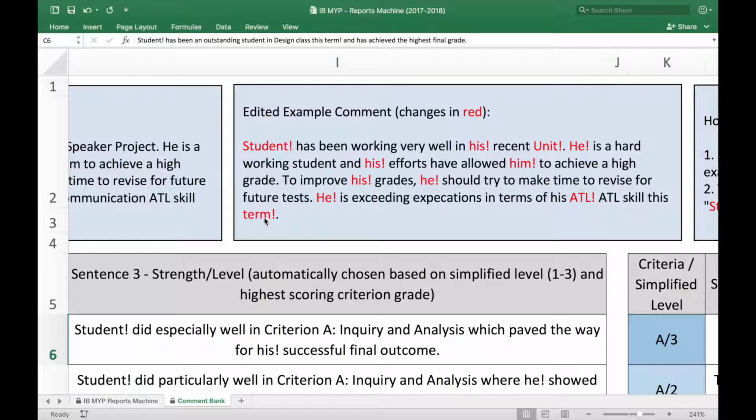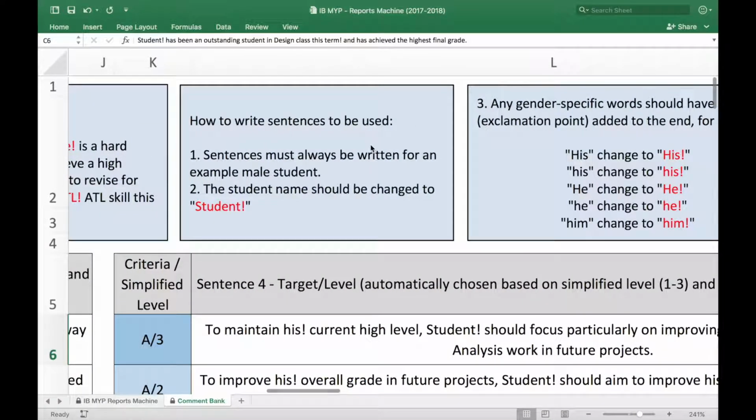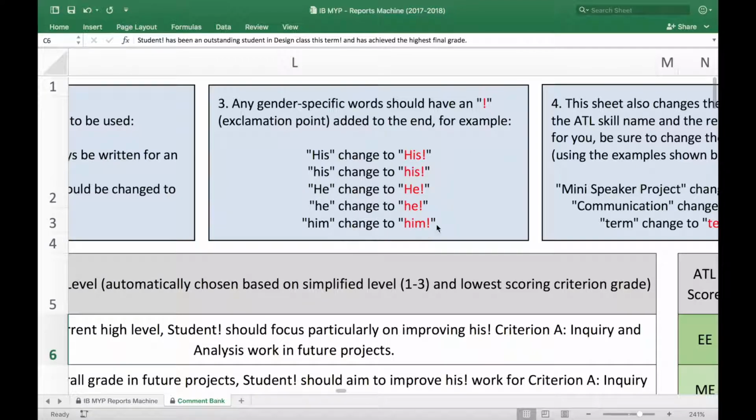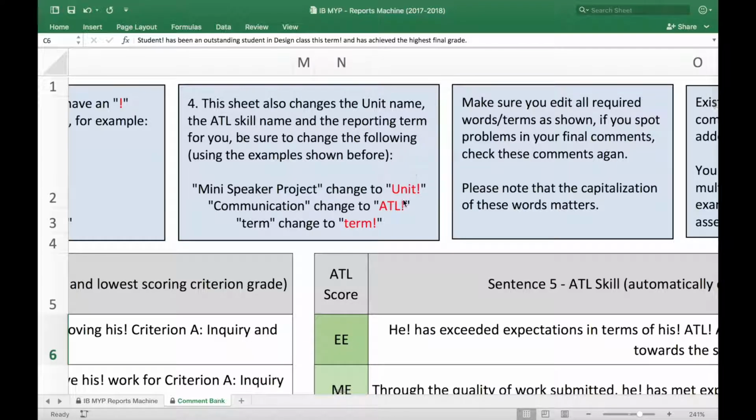And that's basically it. So to simplify, you must write it for a male student, you must have "student!", and all the gender specific words, including the difference in capitalized and non-capitalized, just need an exclamation point at the end of them. Then there are these three, which are kind of optional, I guess, but it does make it much quicker and much easier to use in the future if you do include these.